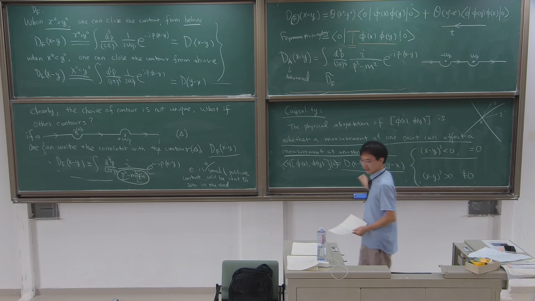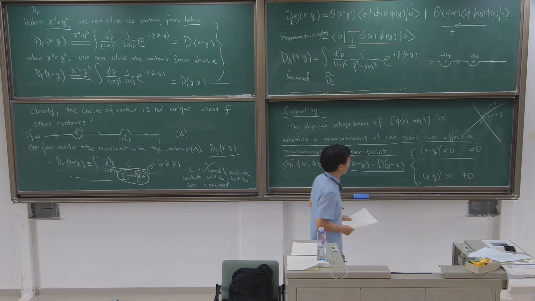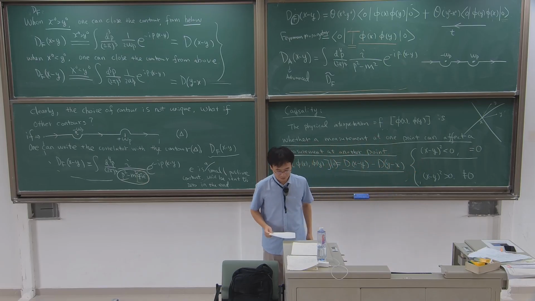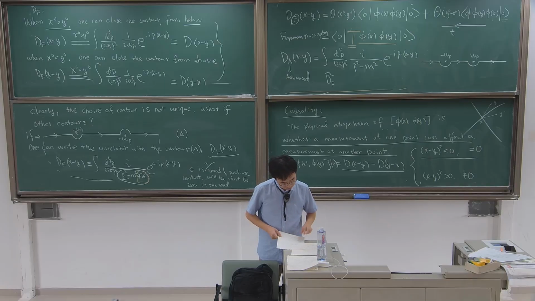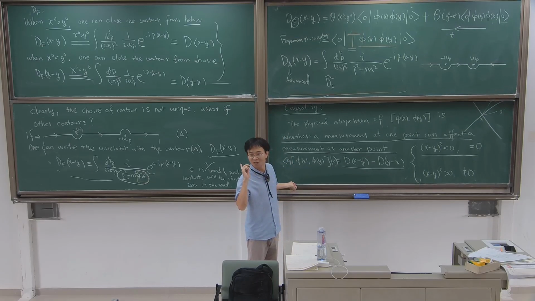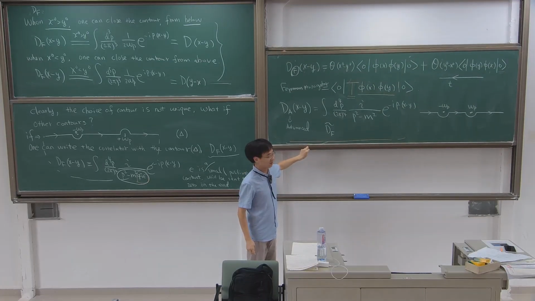This is a more careful, precise way to clarify the causality, and we can see that the commutator is a good detector for the causality. Okay, so we've spent a few minutes to complete this causality discussion. Let's go back again to the propagators.